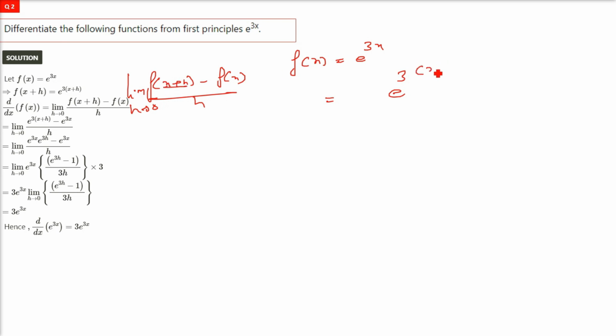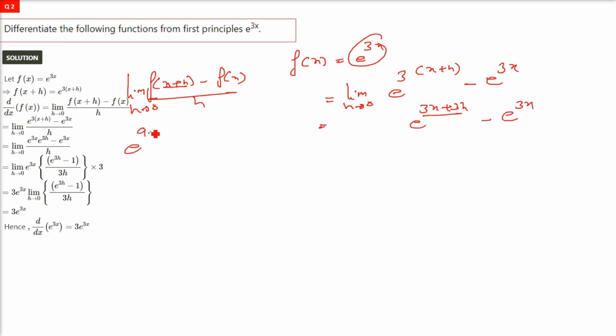So e raised to the power 3(x plus h) is f(x plus h), minus e raised to the power 3x, divided by h. I am going to write it later. Limit h tends to 0, I am also going to use later. Just consider this limit h tends to 0 will always be there till it is applied. So on the left you can see how you have to solve it, and on the right you have to understand how you have to solve it.